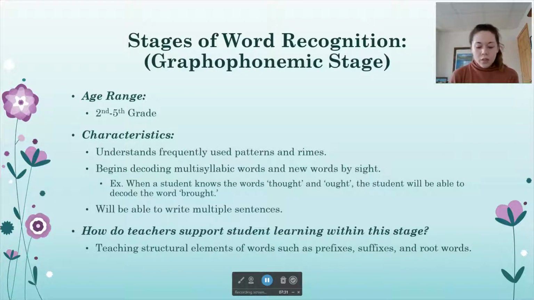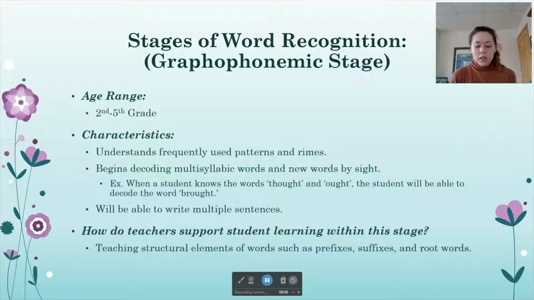So by this point, students have become fairly proficient at decoding words, but they will need to continue learning about more advanced word elements. So during the graphonemic phase of decoding, the student understands frequently used word patterns and rhymes. Rhymes are part of the word that occur after the initial phoneme. And I know you guys know that. We learned that probably in almost every class we've taken as an education major. The student will begin decoding multisyllabic words and new words by sight.